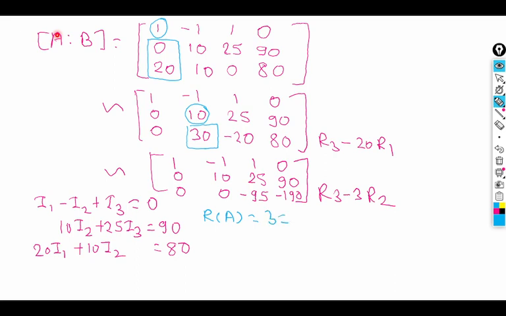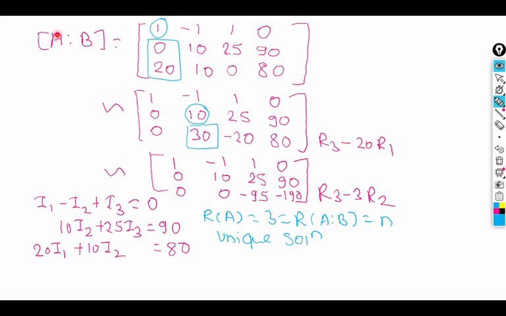So we can say the rank of A is 3, equal to rank of AB. Number of unknowns, that is I1, I2, I3, that are also 3. So unique solution. We have a unique solution. And to get that unique solution, we started from equation to the matrix. Now from the matrix, we should write the equation.